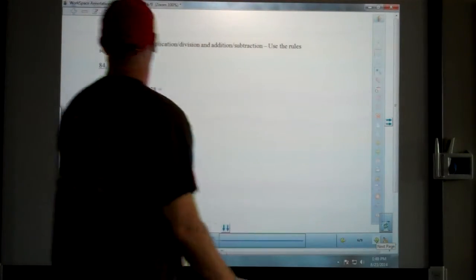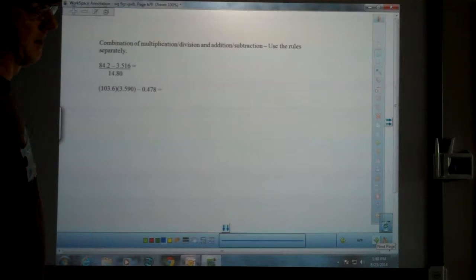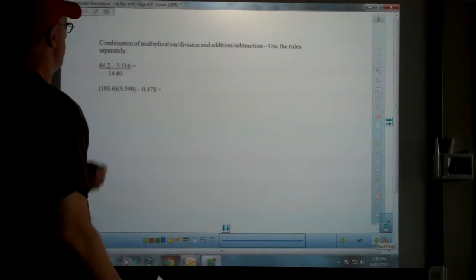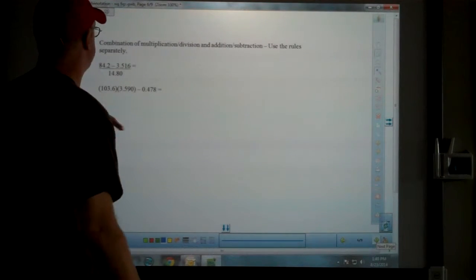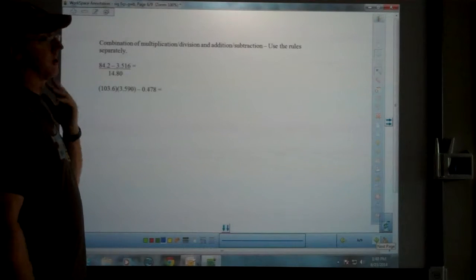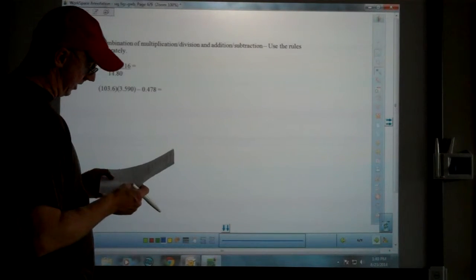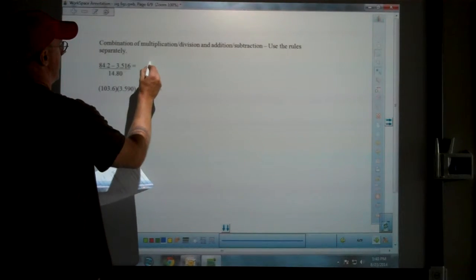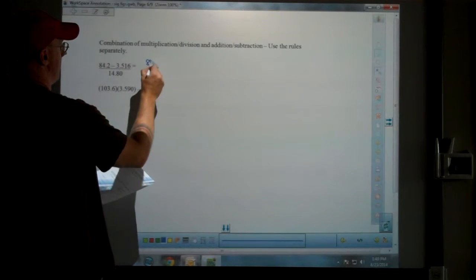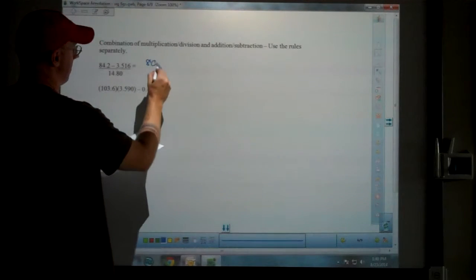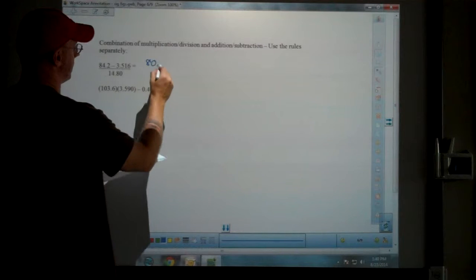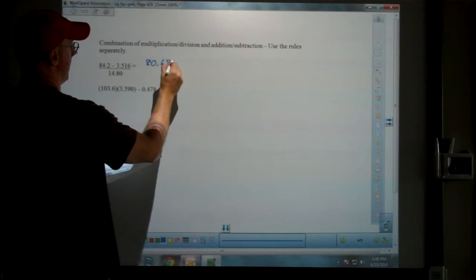And one last one is if it's a mix, then you got to use your rules separately. So use your order of operations like you do in math. So in a problem like this first one, you would do your subtraction first. So when you do your subtraction of 84.2 minus 3.516, you get 80.684.